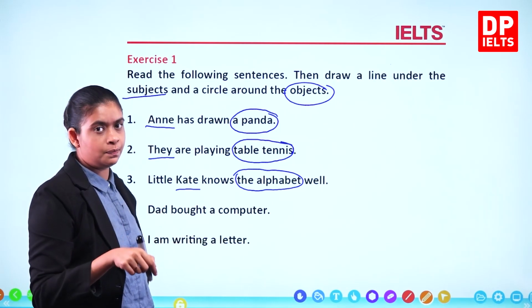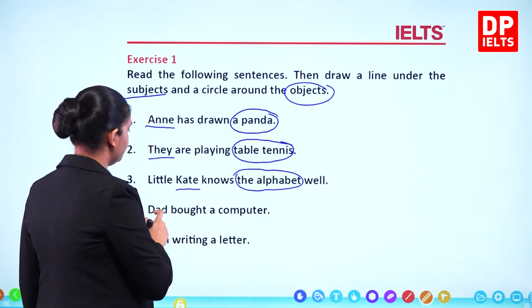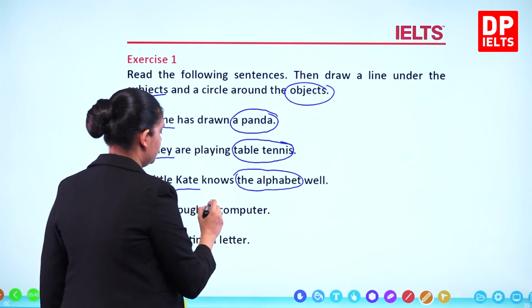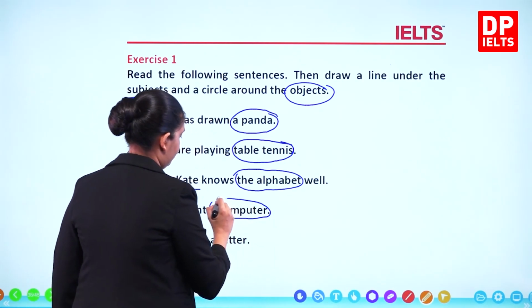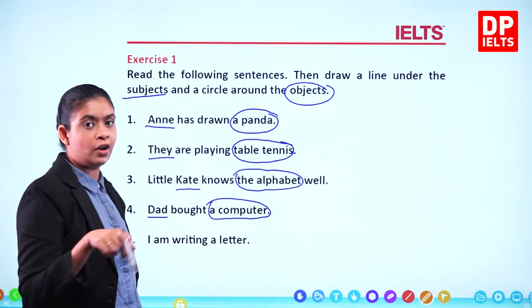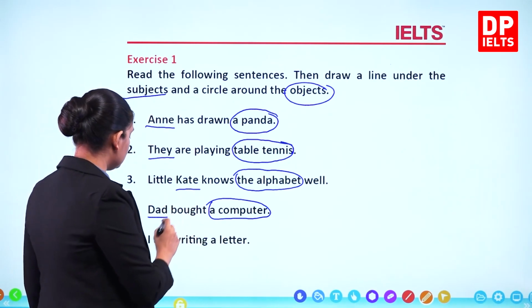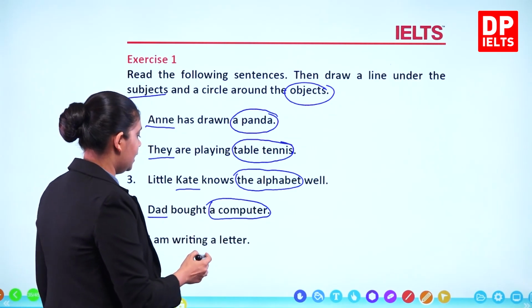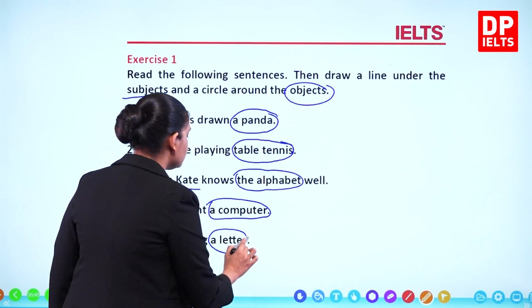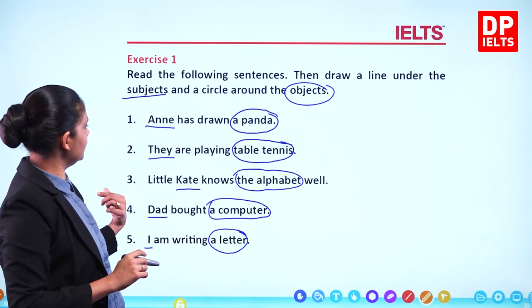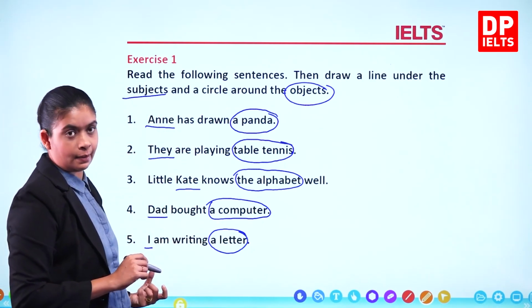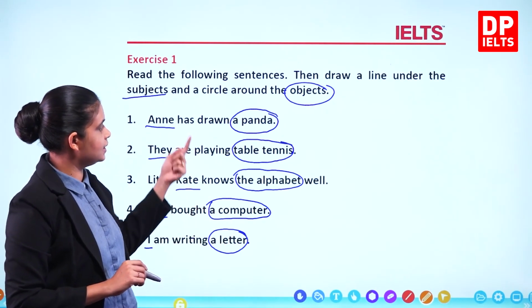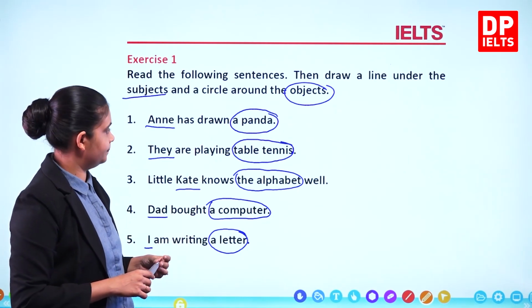Dad bought a computer. Who bought a computer? Dad. What did he buy? A computer. I am writing a letter. Who is writing a letter? I. What am I writing? A letter. So, who is doing the action? That is the subject. And then, what are they doing? Right? That is the object.